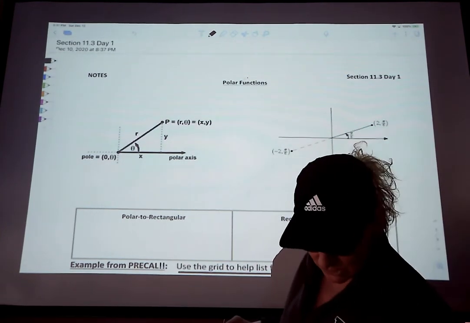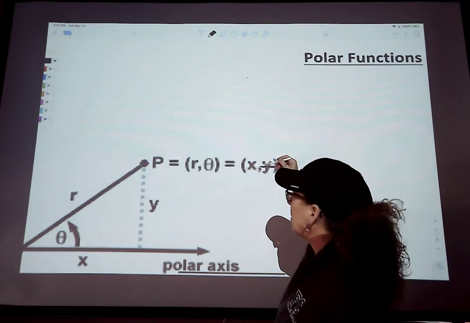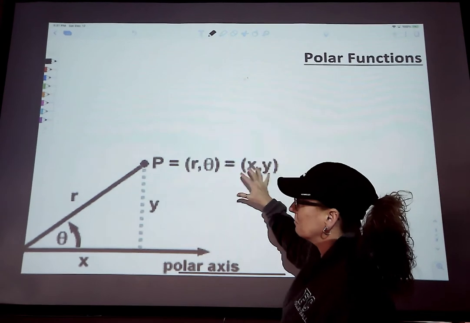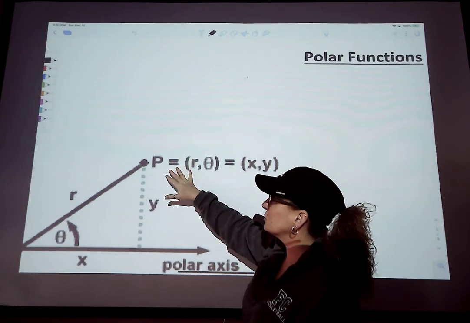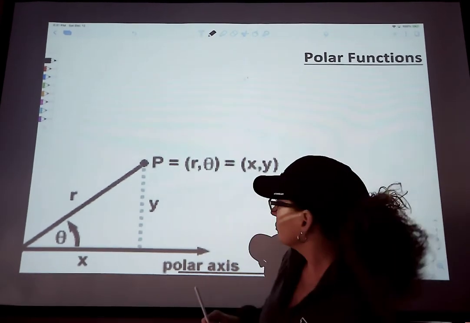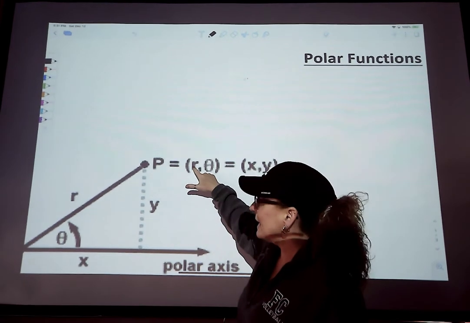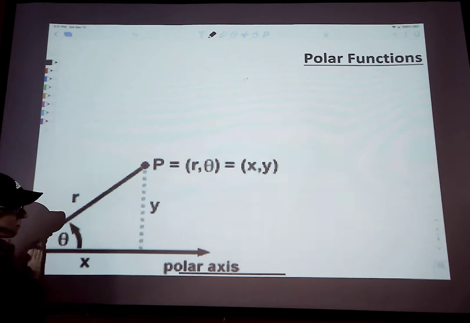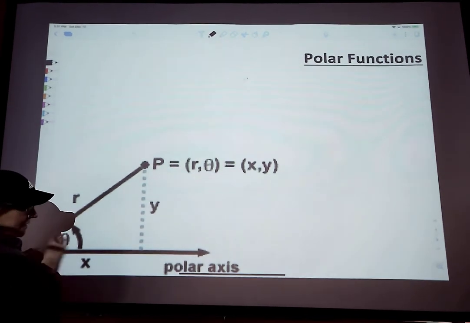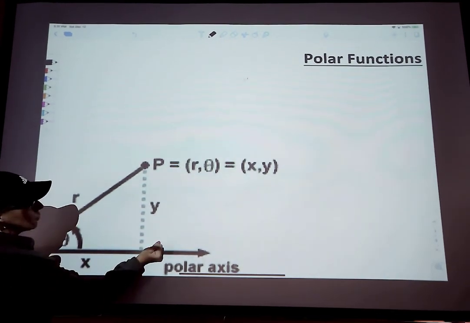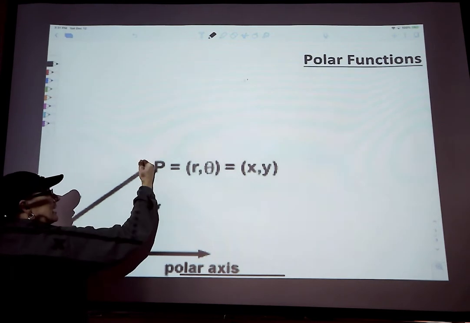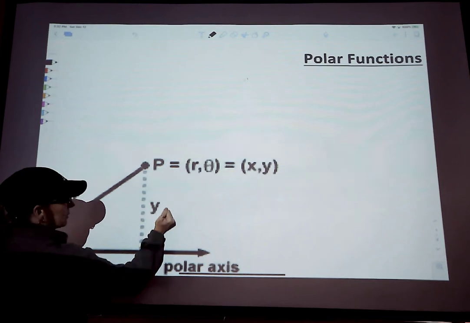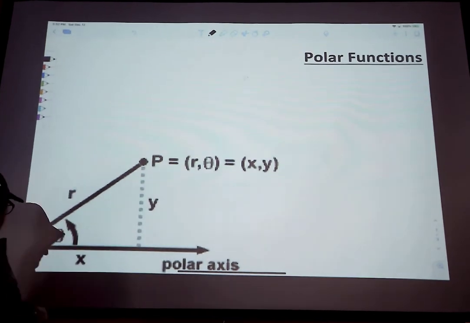So just a reminder that a normal ordered pair in rectangular form can be converted to polar form. And what we need to do is figure out what the radius would be. So that's our hypotenuse. From the origin, how far out are we going to go before we rotate through an angle of theta? What's the length of the hypotenuse that we're going to rotate around our axis?